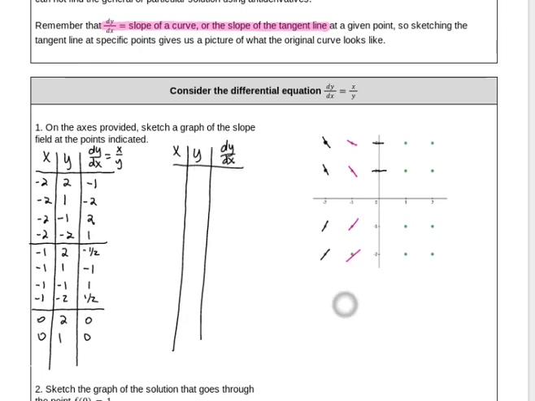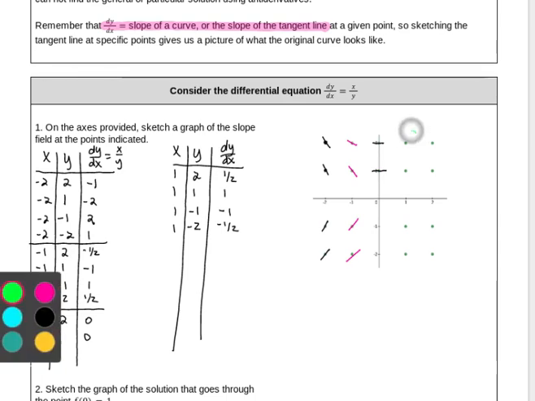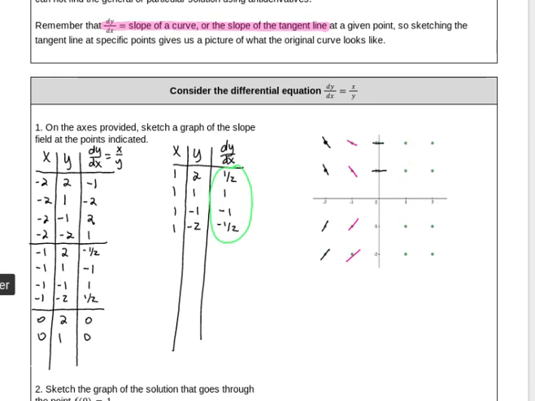And let's see, I'm going to do an x value of 1. So I'm going to do the point 1, 2, 1, 1, 1, -1, and 1, -2. I'm going to find the slope at each of those. So that would be 1/2, 1, -1, and -1/2. And I'll go ahead and draw each of those points. So that's all of these points here that I'm circling. These 4 slopes are going to go on those points there.